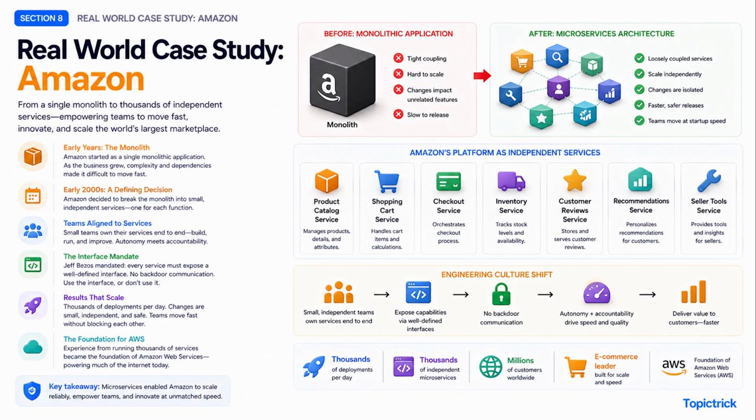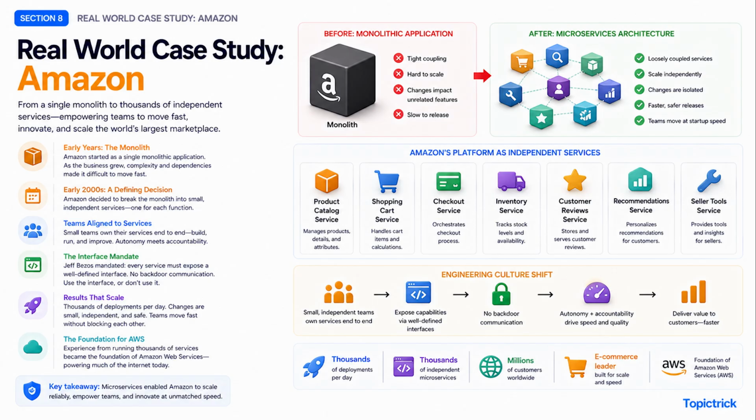Amazon's story is equally instructive. In its early years, Amazon was built as a single monolithic application. As the company expanded from an online bookstore into the world's largest marketplace, that single application became a serious obstacle. Too many teams, too much code, too many dependencies. A change in the checkout process could affect the product search. An update to the inventory system could ripple into the payment flow. Moving fast was becoming impossible.